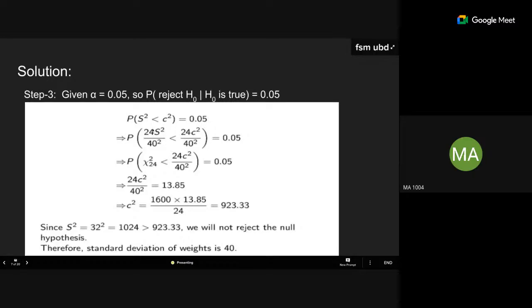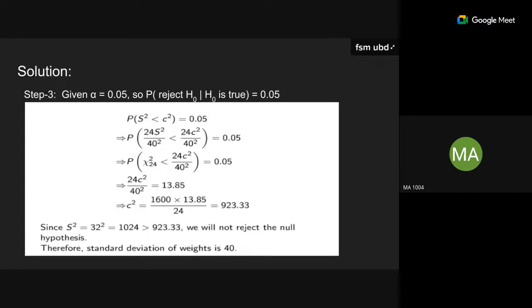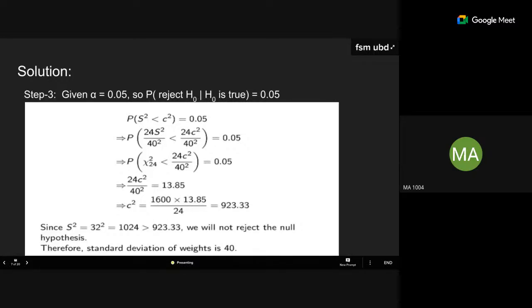So now what I have to do, I know that 24 times S square divided by 40 square follows chi-square 24 distribution. So I have to multiply 24 divided by 40 square on both sides. Once I do, this whole 24 S square divided by 40 square follows a chi-square distribution with 24 degrees of freedom. So that can be written as: probability that chi-square 24 is less than 24 C square by 40 square is equal to 0.05.